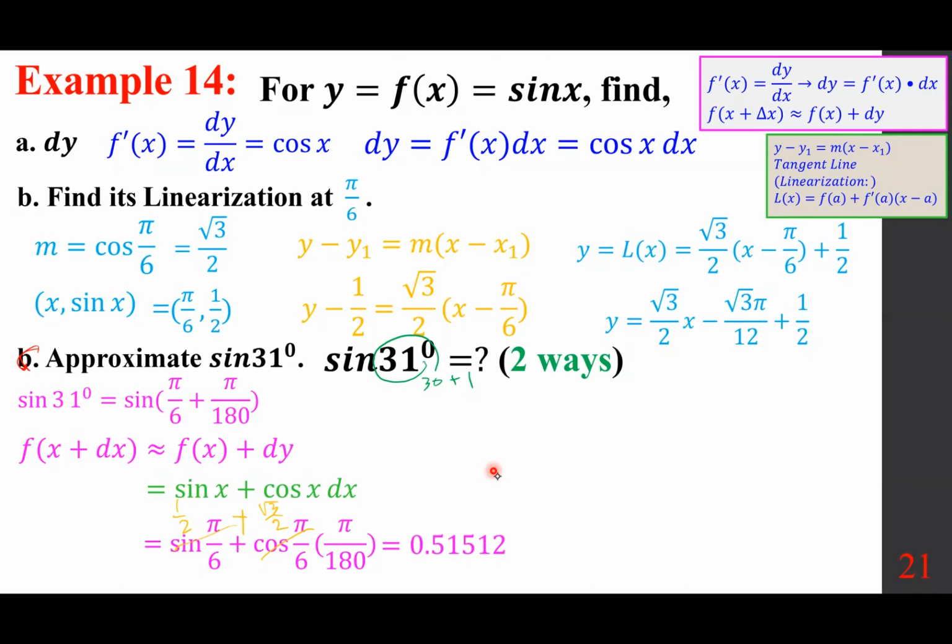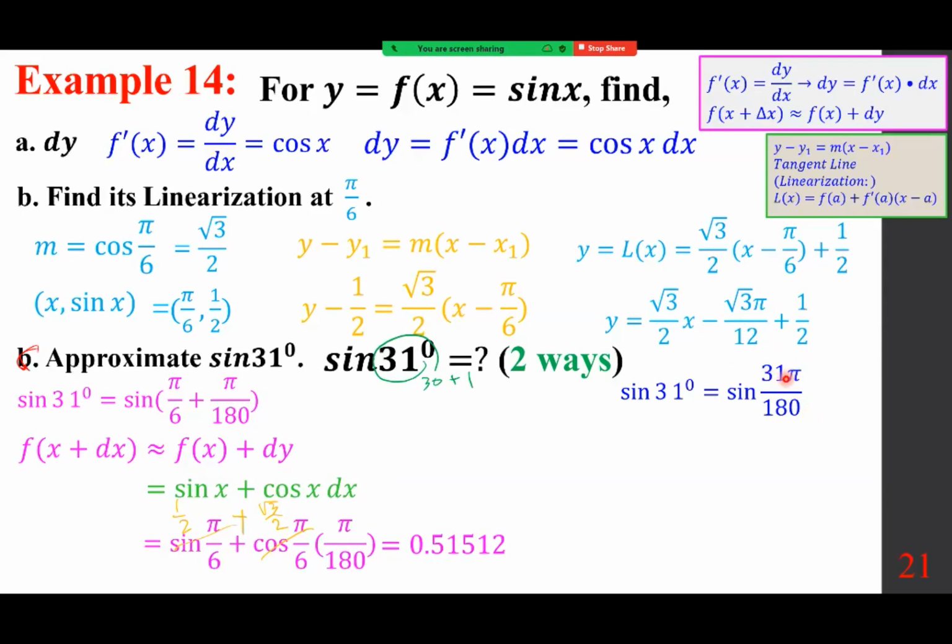So using a calculator with a bunch of decimals, 0.51512, however many decimals they ask you. So this is using the differential. If you want to go back to the linearization, sine of 31 degrees is the sine of 31 pi over 180. So you want L of 31 pi over 180. This is 31 degrees, 31 pi over 180, because everything is in radians.